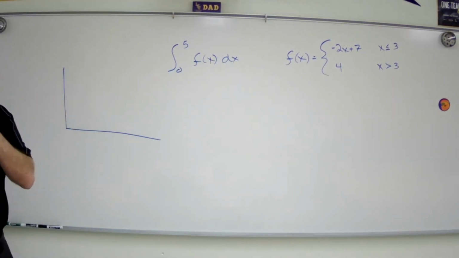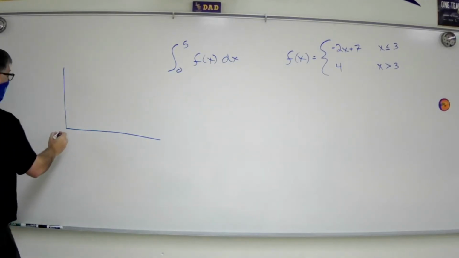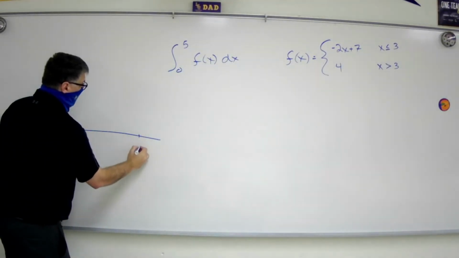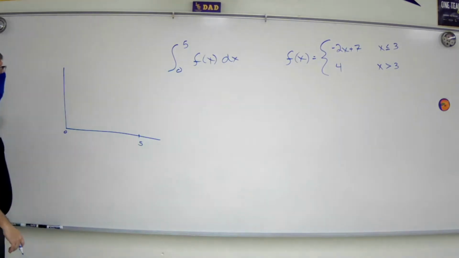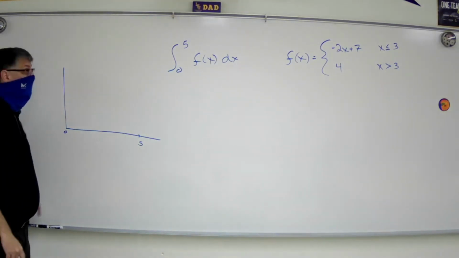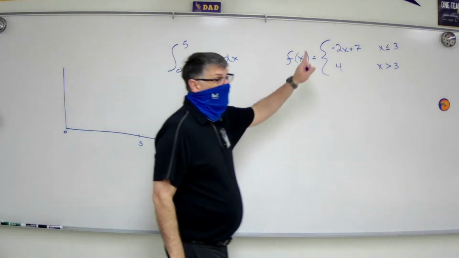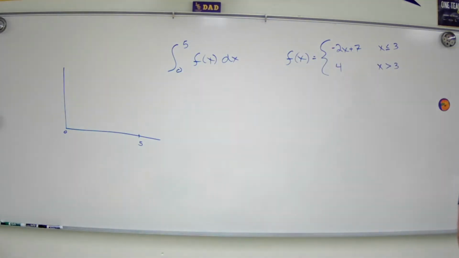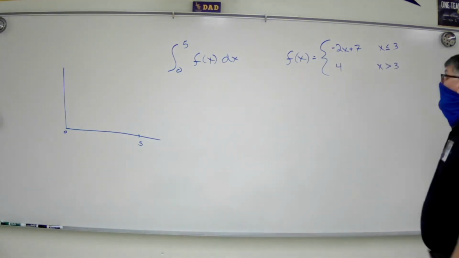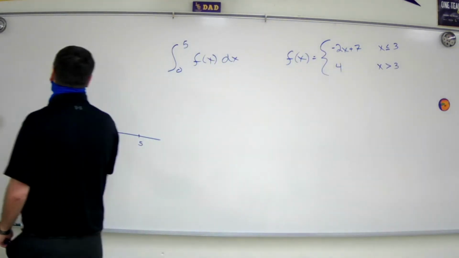Why would you plug this in? This is super easy to graph. We're going to go from 0 to 5. We're going to start on the top part because 0 is less than, so we're using the top part. What is my y-intercept? 7. What is my slope? Negative 2.